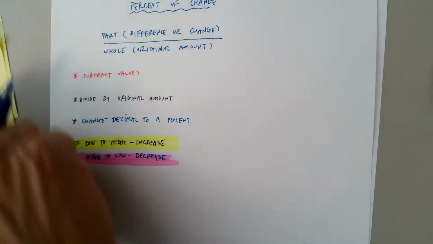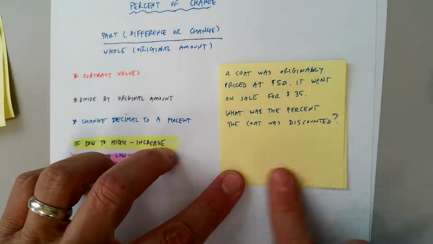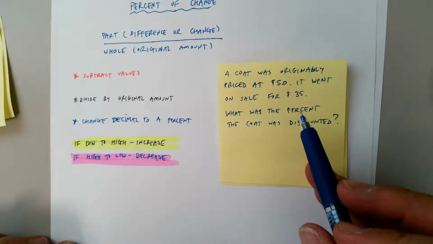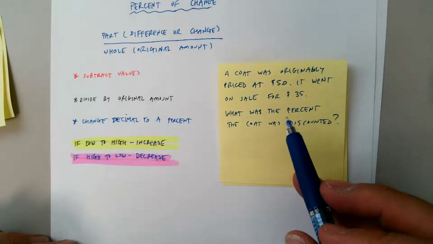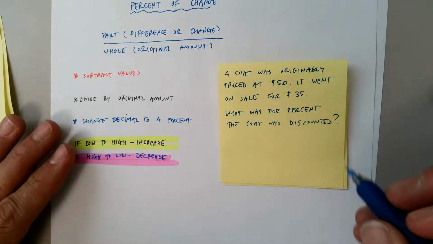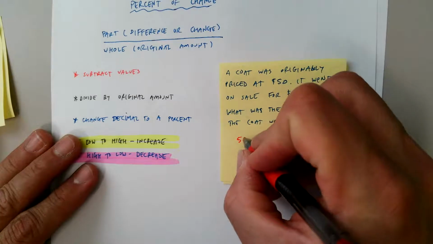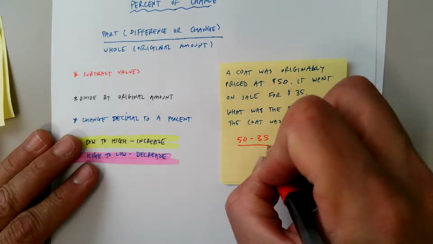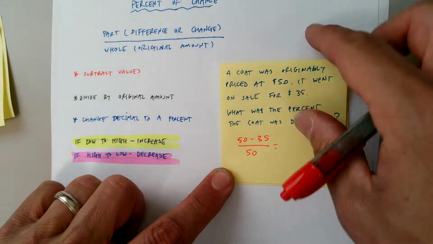Okay, the last one you would see is a word problem. So they look like this. If I had a coat that was originally priced at $50, it went on sale for $35. What was the percent the coat was discounted? So we're looking for that percent value. So again, I'm going to start with my first number here, 50 minus 35, divided by my original amount.